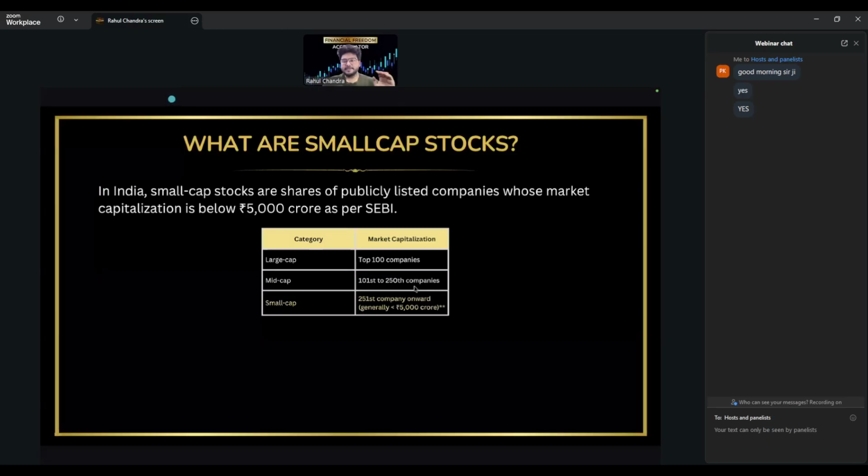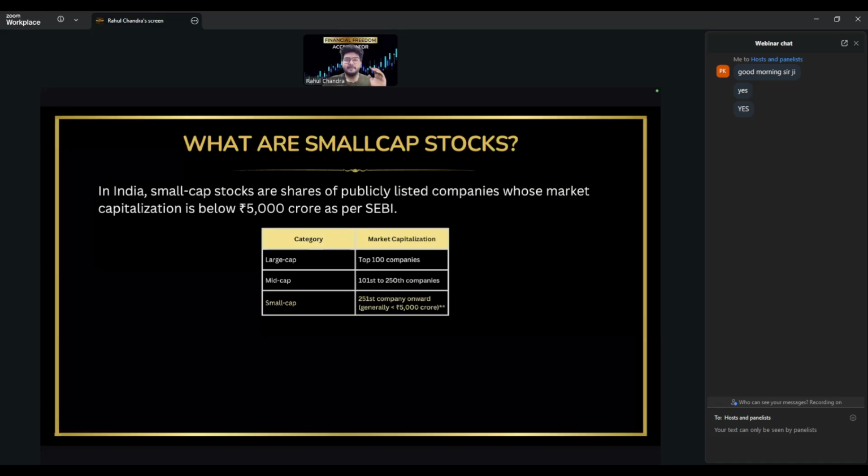And the other way is to rank all the companies in terms of size from biggest to smallest. So usually 1 to 100 is the large cap space, give or minus a few. Then we have the mid cap space, which is 101 to 250. And then beyond 250, all the stocks that we have are usually called small cap. And what we have observed is in this range, usually the market value is less than 5,000 crores. So this is the definition of small cap stocks as per SEBI.